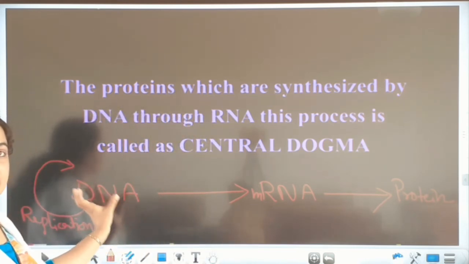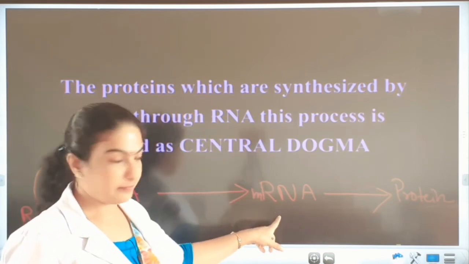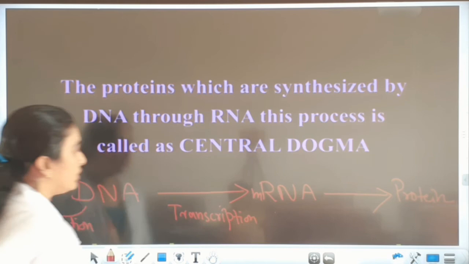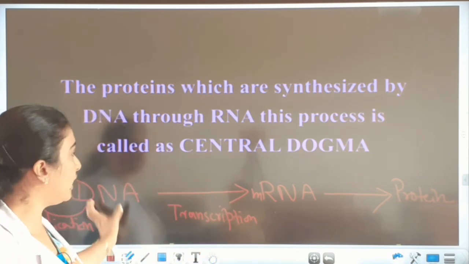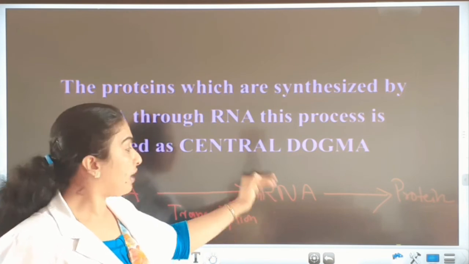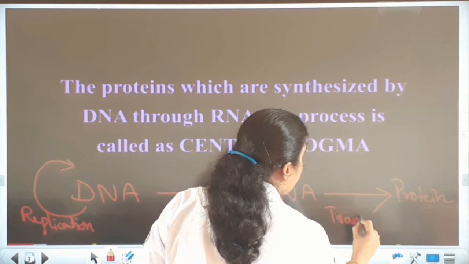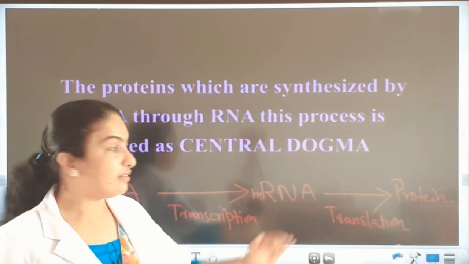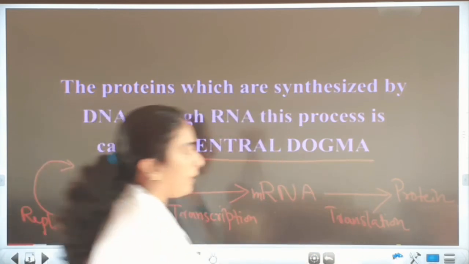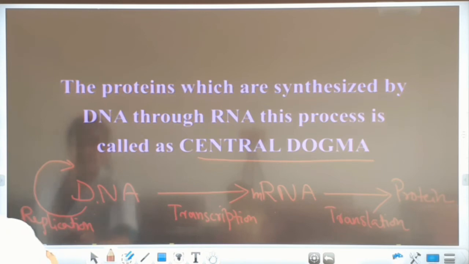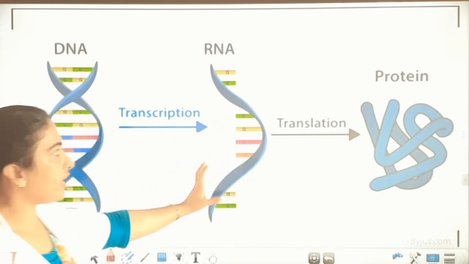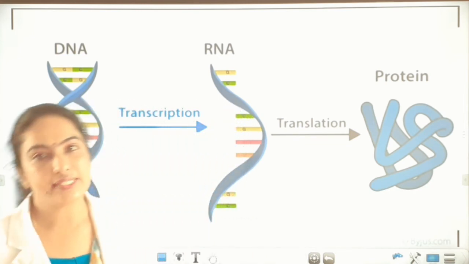So here the flow of genetic information from the DNA to the mRNA is called transcription. So what is transcription? The process of flow of genetic information from the DNA to the mRNA is called transcription. And there is a flow of genetic information from the mRNA to the protein, and that process is called translation. So there is a protein formation from the DNA through RNA, and that is called the central dogma. Is it clear about central dogma? So here the DNA can transcribe an mRNA or RNA strand, and then it translates into protein. So this is the central dogma.